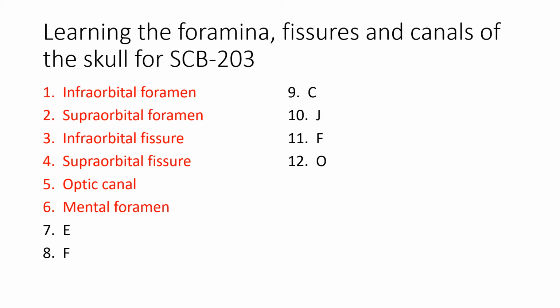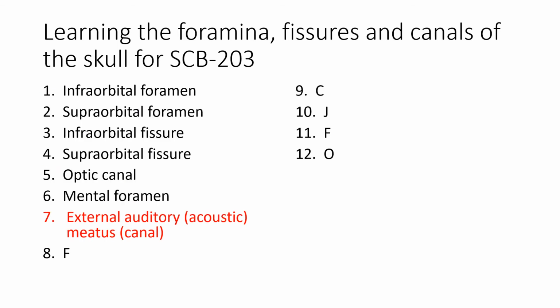Now the next group has only one structure, and you'll find that it has many different variations in the name. It can be called the external auditory meatus, or the external acoustic meatus, or even the external auditory canal. Any of them is perfectly correct.